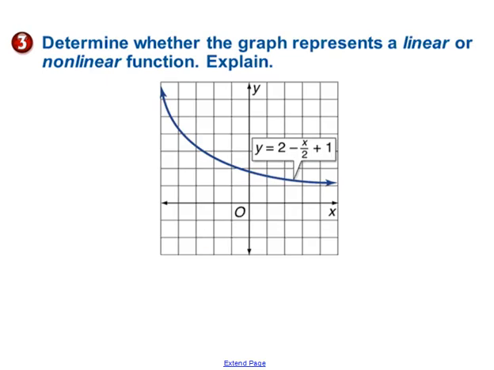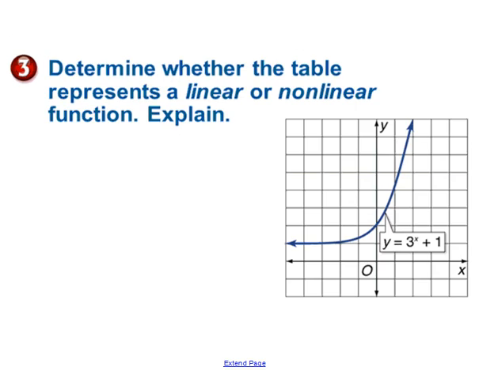Determine whether the graph represents a linear or nonlinear function. I would refer you back to our definition. Our definition says if it is a linear function, it would be a straight line. Obviously, this is not a straight line, so this must be a nonlinear function. Number 8, this is actually a graph. As I see right away, it is a curved line. Since it's a curved line, it is a nonlinear function.